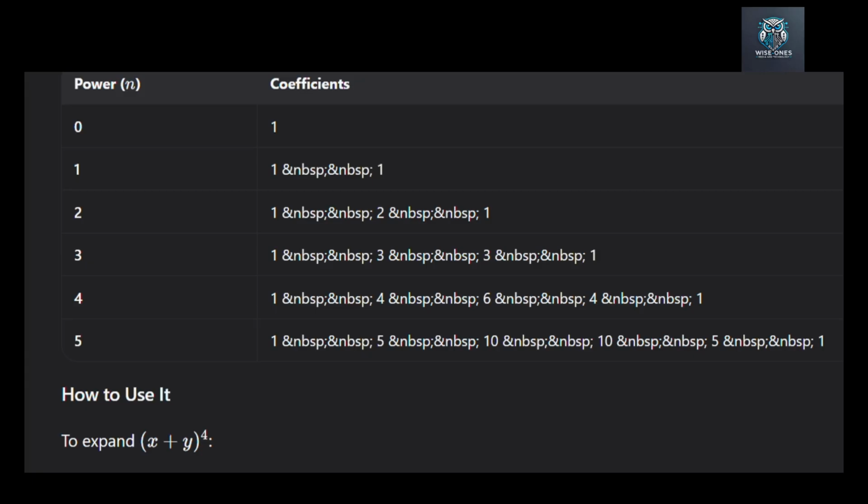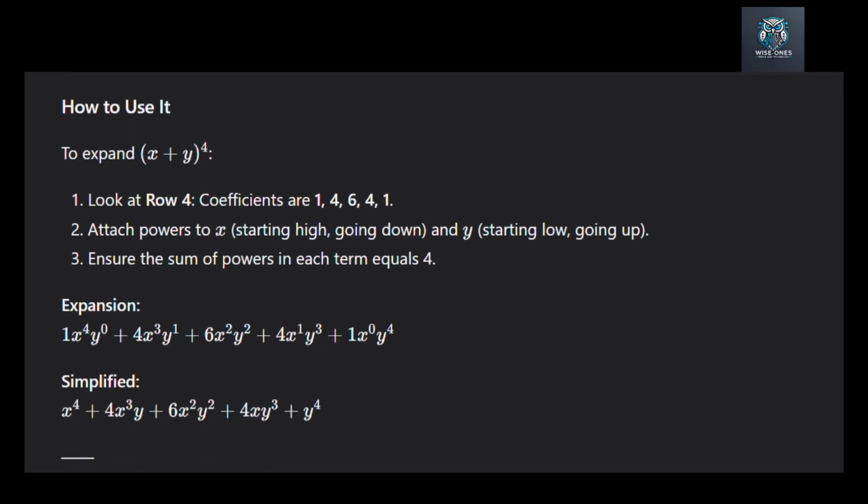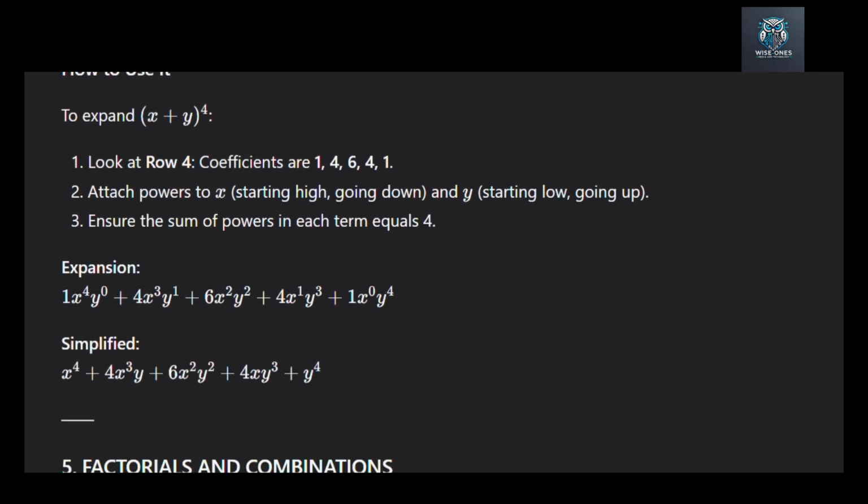So, how do we use this? Let us say we want to expand (x + y) to the power of 4. First, we look at row 4 in Pascal's triangle. The coefficients are 1, 4, 6, 4, 1. Second, we attach powers to the variables. For the first variable, x, we start with the highest power, which is 4, and count down to 0. For the second variable, y, we start with 0 and count up to 4.